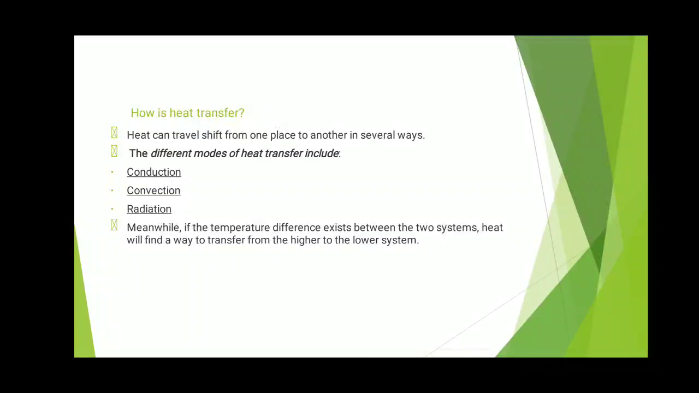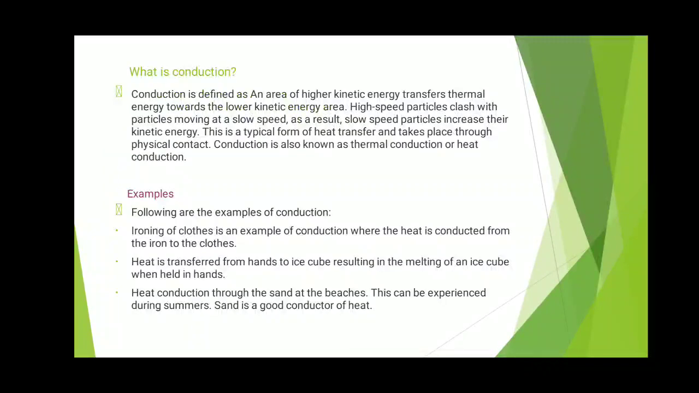Now, let's see the first method of heat transfer, that is conduction. Conduction takes place in objects like iron rod, paper, metals, etc. The simple way by which conduction can be defined is the process in which heat flows from objects with higher temperature to objects with lower temperature.